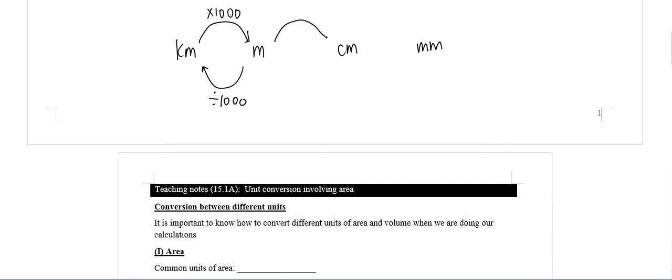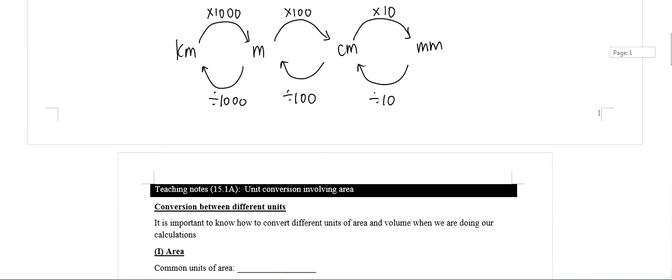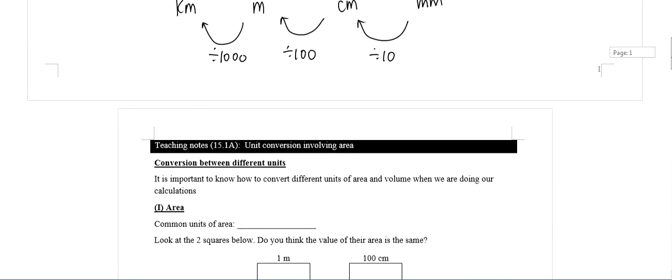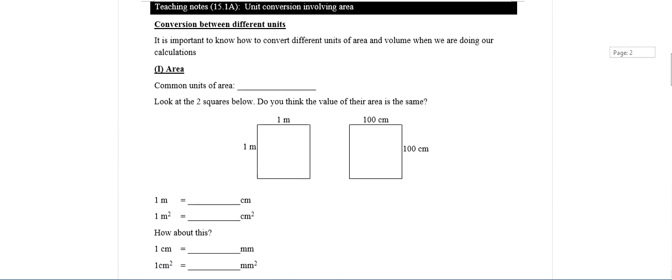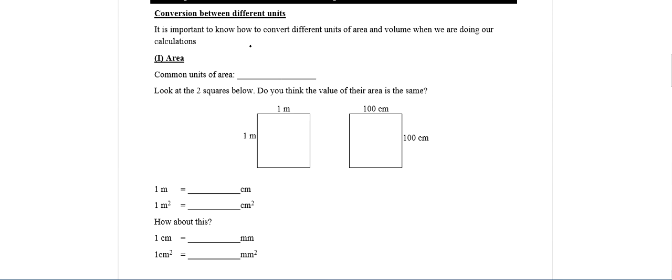To convert between meters and centimeters, we will multiply by 100, and the reverse, divide by 100. Centimeters to millimeters, we will multiply by 10, and then the reverse is to divide by 10. Keep this in mind. Now, if the common units of length are kilometers, meters, cm, and mm, it is understood that therefore the common units of area will be kilometers square, meter square, cm square, and mm square.